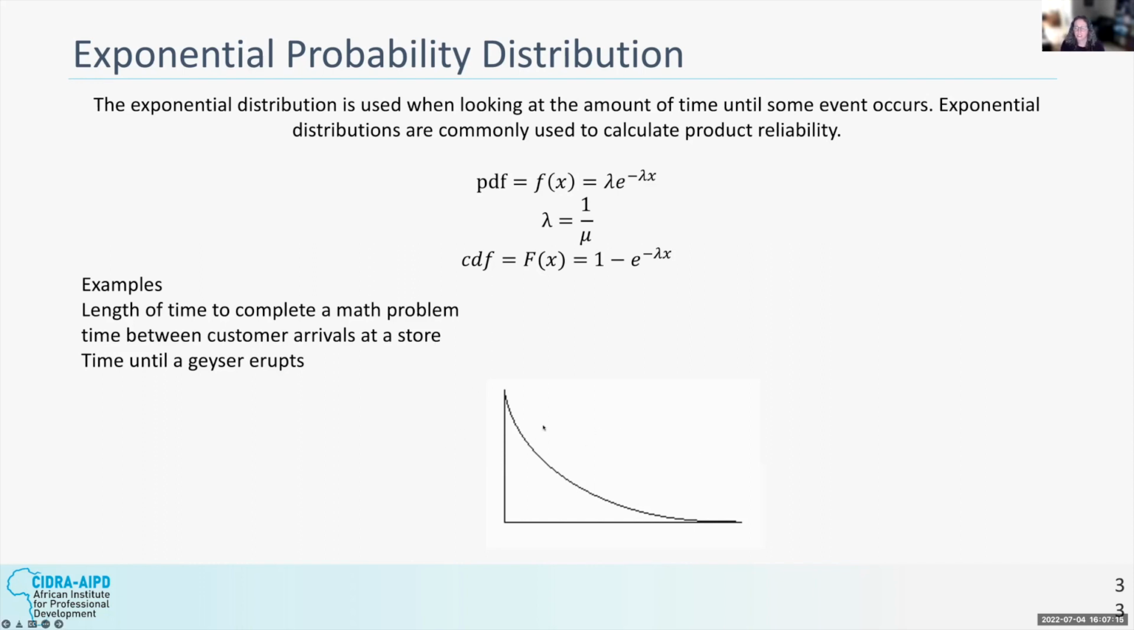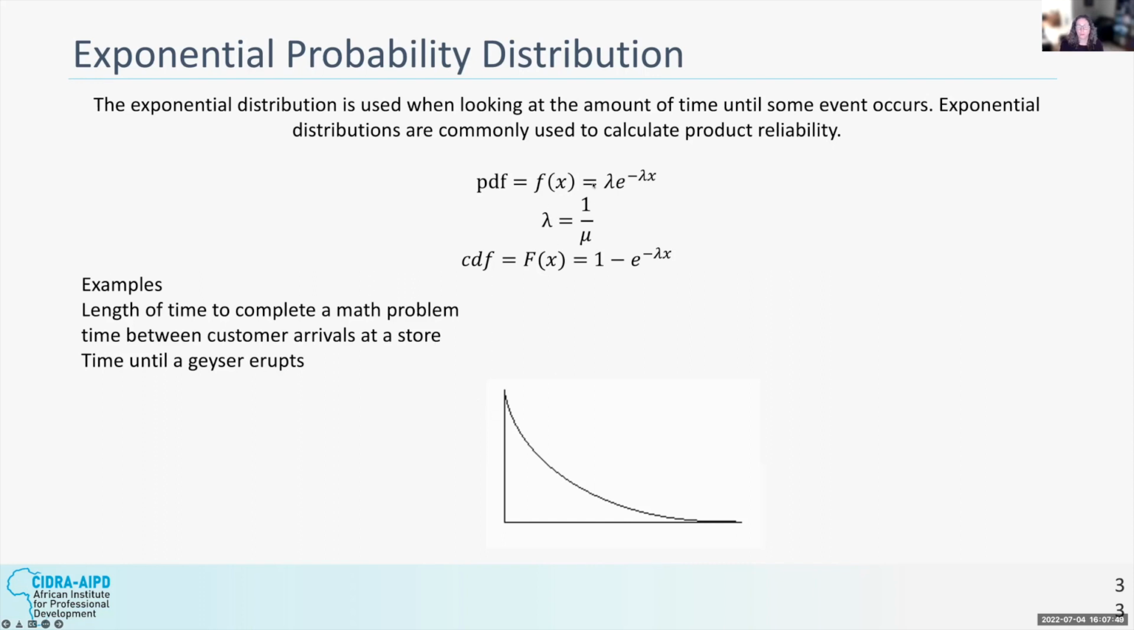This graph here is showing you the shape. This point here where the y-intercept happens is what we call lambda. The curve starts right here and it will decrease over time. So it'll be time along the bottom, and this is your f of x up here.